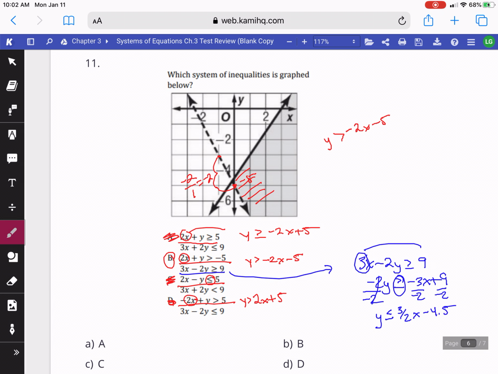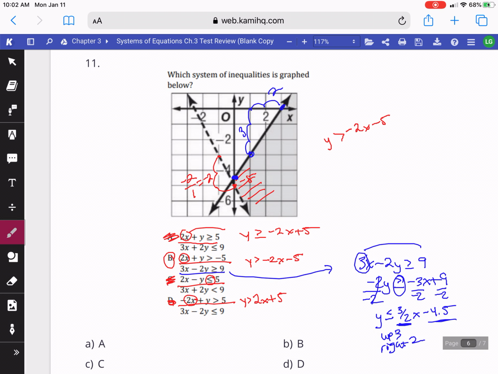I'm changing the y-intercept to a decimal, so we can check that on the graph. So this one would start at negative 4.5. So far, so good. The slope would be 3 over 2, so up 3, right 2. If I choose 2 points on that line, it goes up 3, right 2.